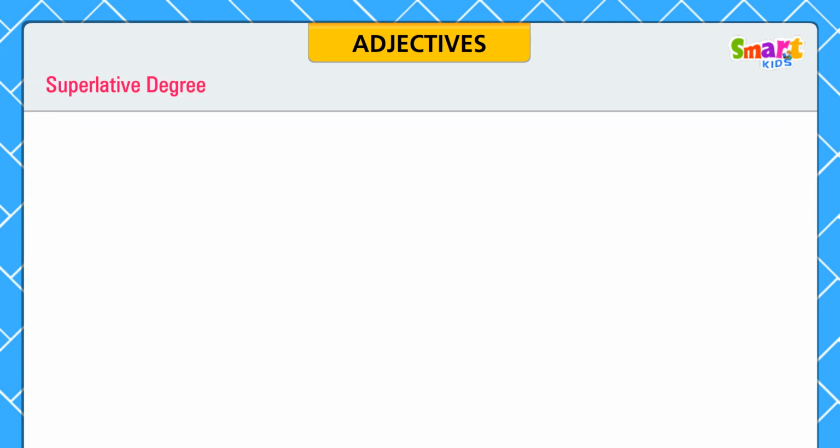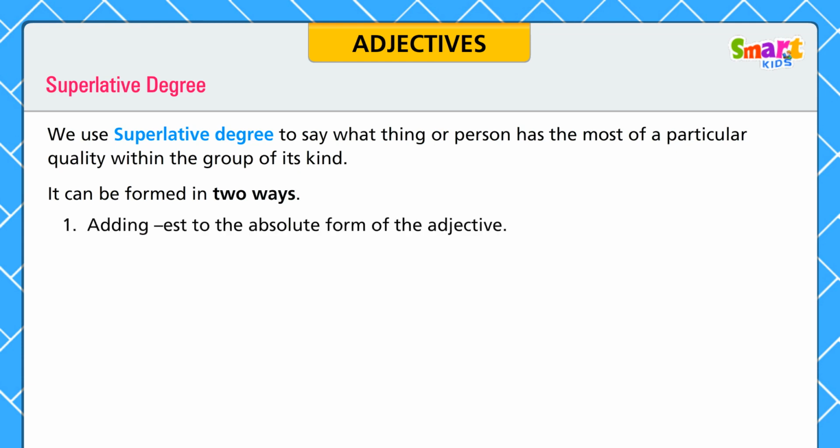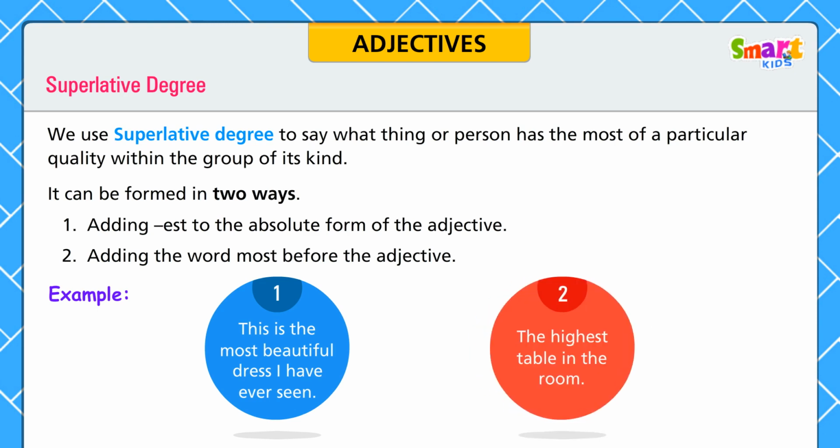Let us look at superlative degree. We use superlative degree to say what thing or person has the most of a particular quality within the group of its kind. It can be formed in two ways: adding est to the absolute form of the adjective, adding the word most before the adjective. For example, this is the most beautiful dress I have ever seen. The highest table in the room.